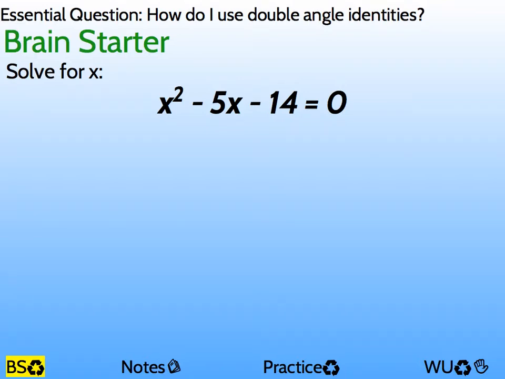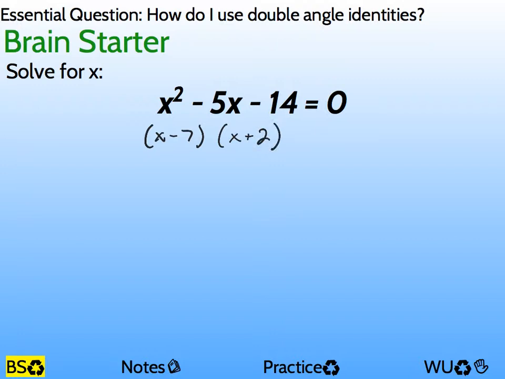This just wants you to solve this quadratic equation for x. So, solve the equation. The first thing you should do is factor this. This can be factored into x minus 7 times x plus 2.